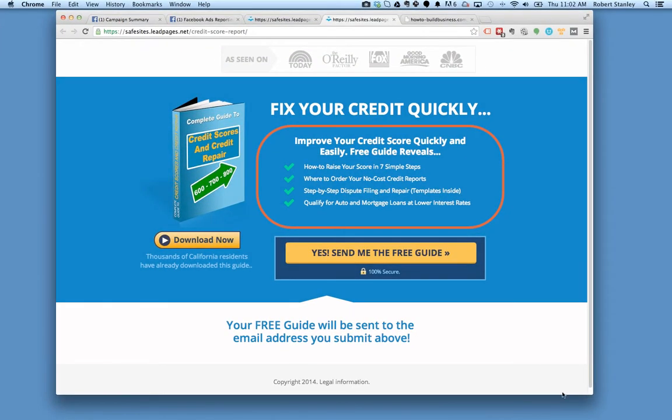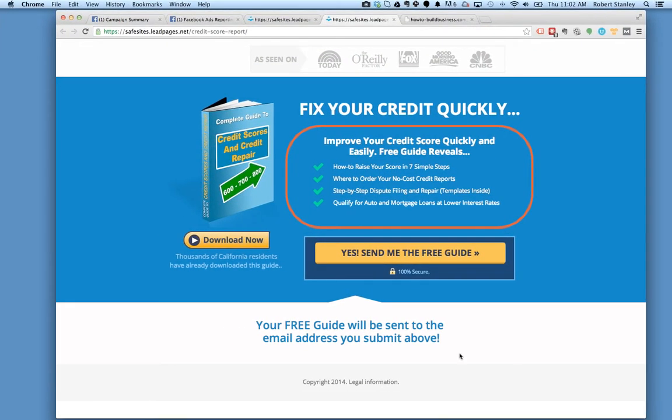Now, credit repair is a pretty big, broad market thing, and I think this is the perfect landing page inside of lead pages. I've actually found that there are other landing pages that work just as well. As of right now, this page, with some changes, is converting at about 13%. So 13 out of every 100 people will sign up.